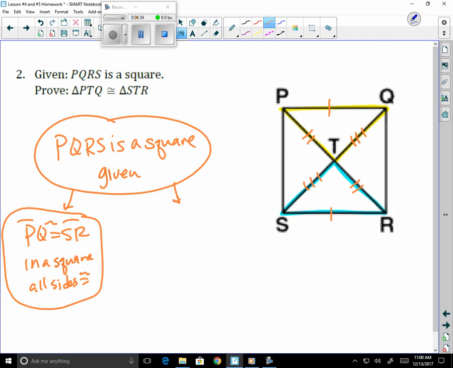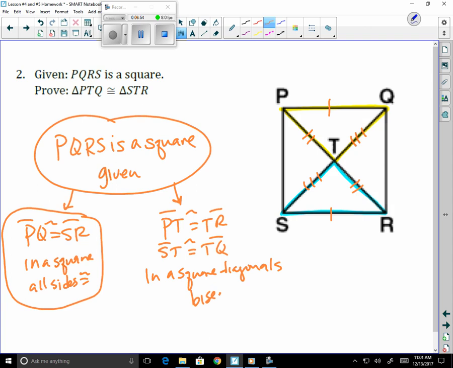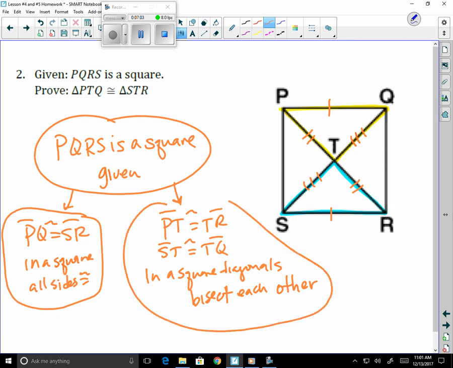So I can say that PT is congruent to TR. I can say that ST is congruent to TQ, all because in a square, the diagonals bisect each other. On our way there, so now I have all 3 sides are congruent in the 2 triangles.